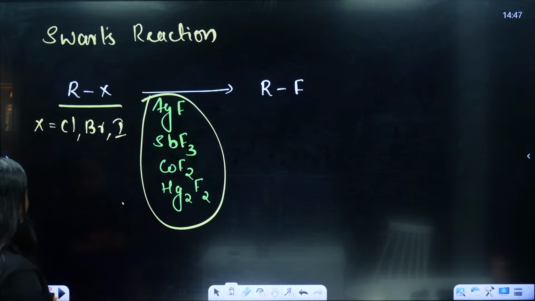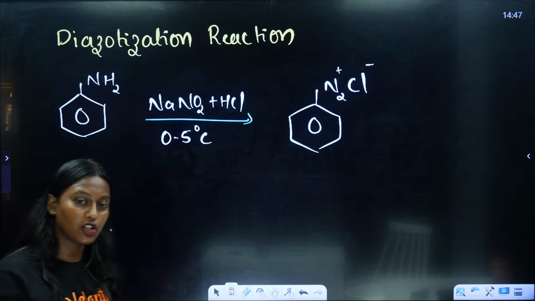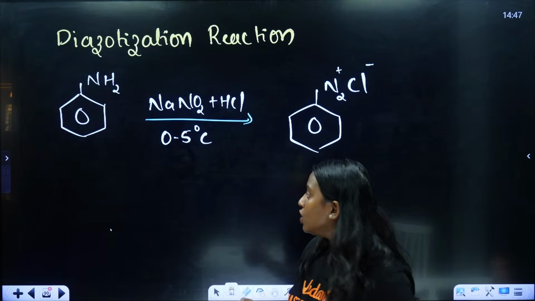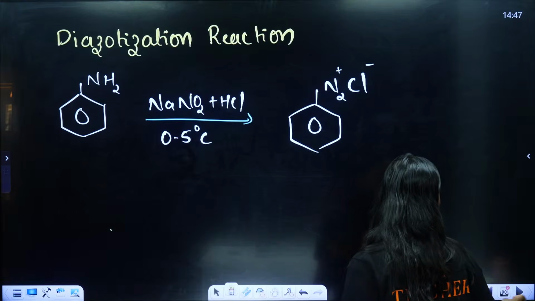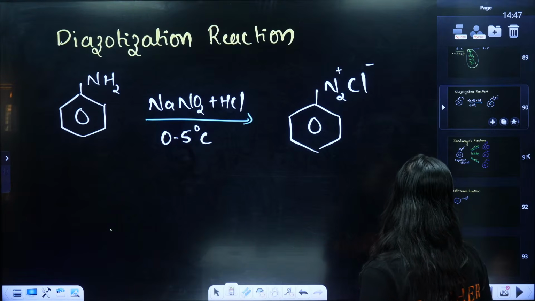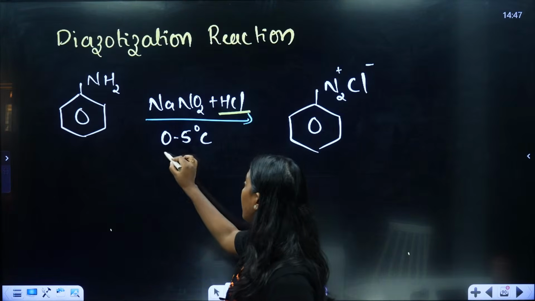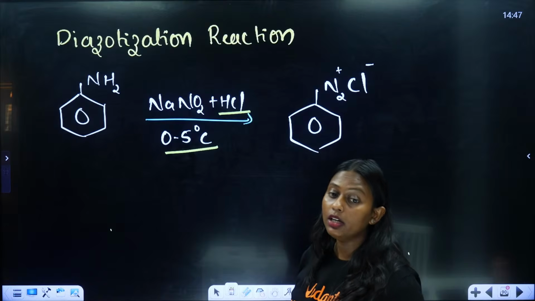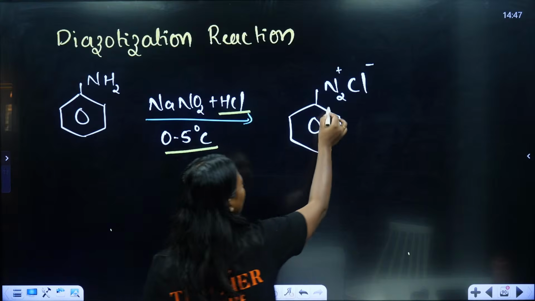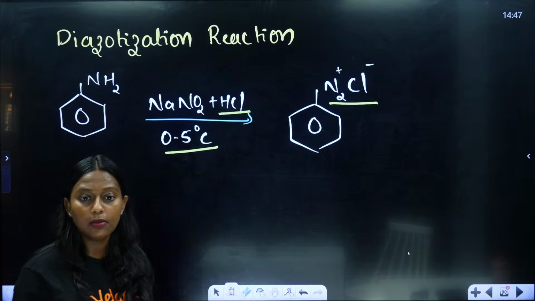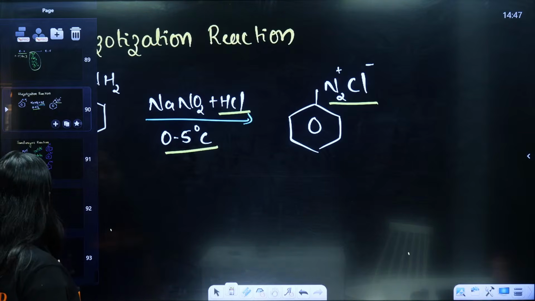Next is diazotization. Here we are taking aniline, treating it with sodium nitrite in the presence of HCl, at a temperature of 0 to 5 degrees Celsius. What will we get? So this is diazonium salt. You will get diazonium salt. Okay, so clear. That is the diazotization reaction.